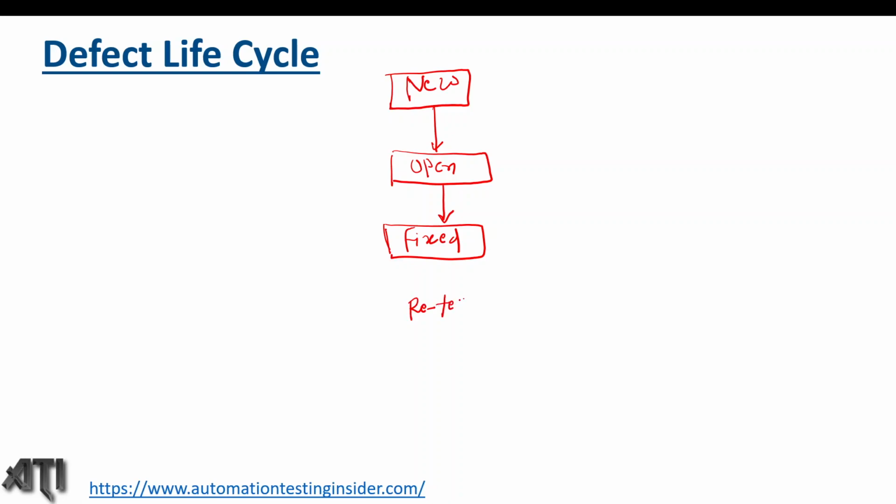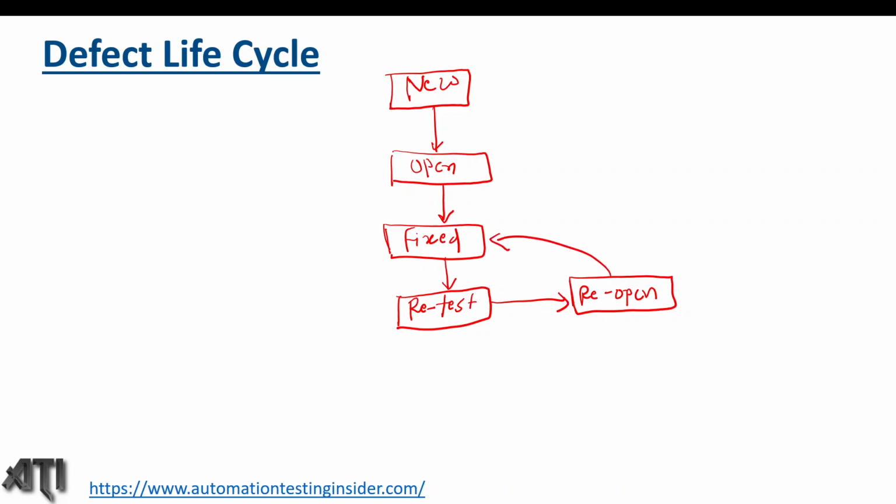At this stage, retest. Now while retesting the defect, if we find that the defect is not working as expected, so we will reopen the defect. We will reopen the defect and assign it to the development team. So the next status is reopen, and we will assign it to the development team.